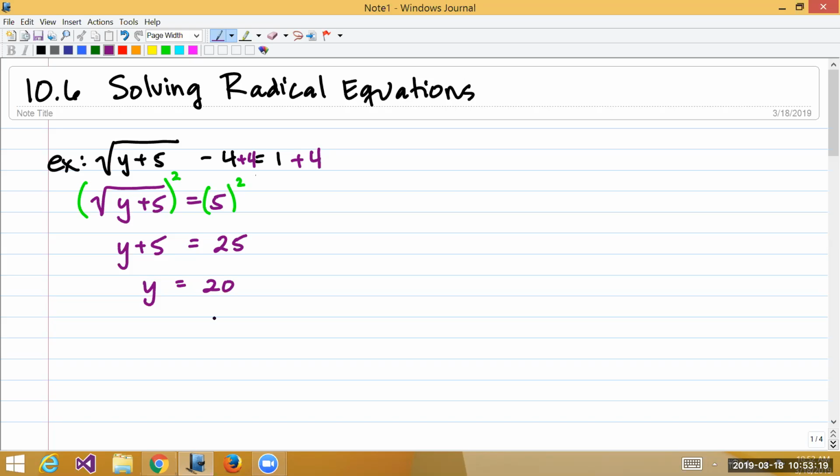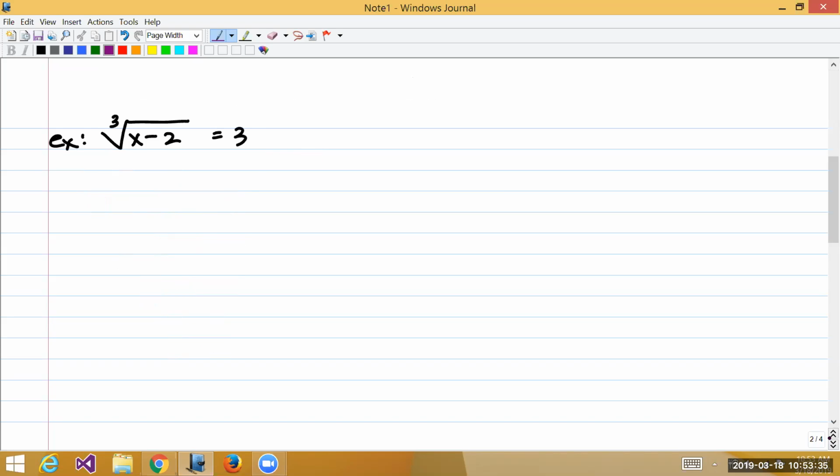But we could do a quick verbal check. So if we substitute 20 in here, 20 plus 5 is 25. The square root of 25 is 5. 5 minus 4 equals 1. So that works. Remember, this is an equation, so the proper way to state the solution of an equation would be in set notation. Okay, next one.